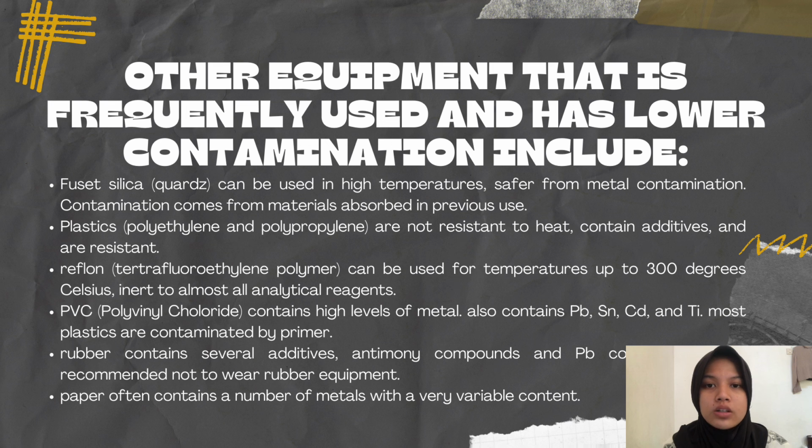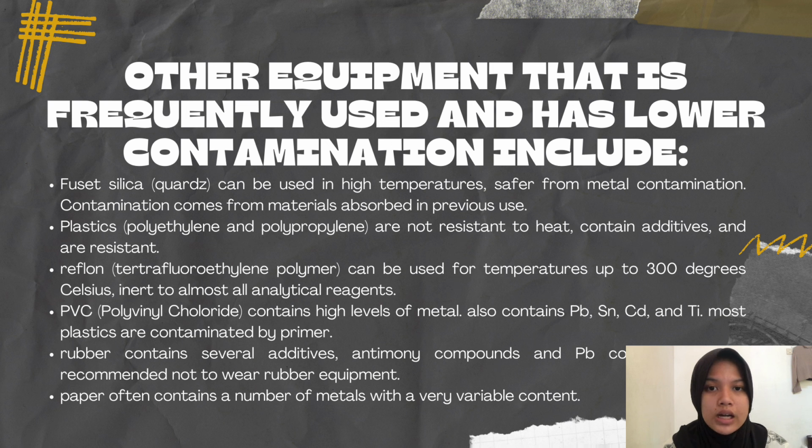E. Rubber contains several additives, antimony compounds and Pb compounds. It is recommended not to use rubber equipment. Paper often contains a number of metals with a very variable content.